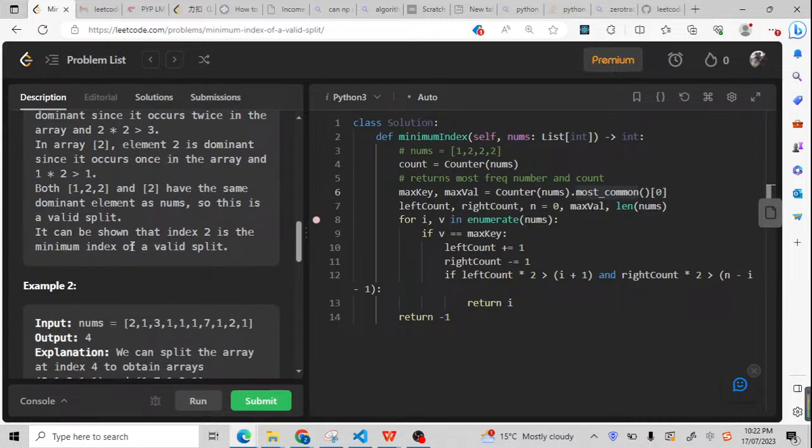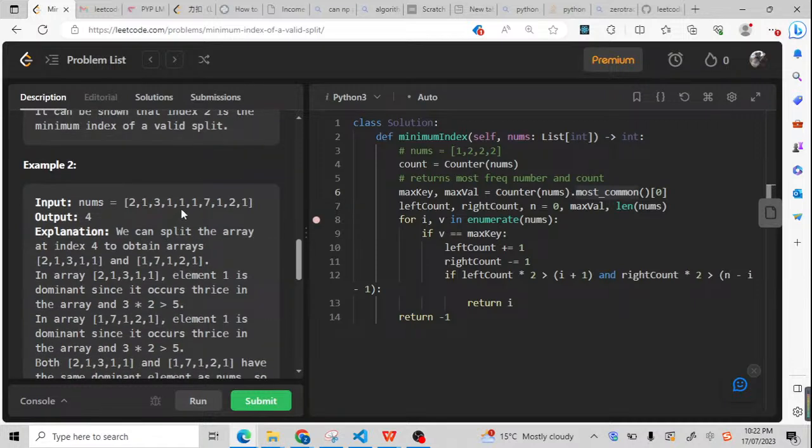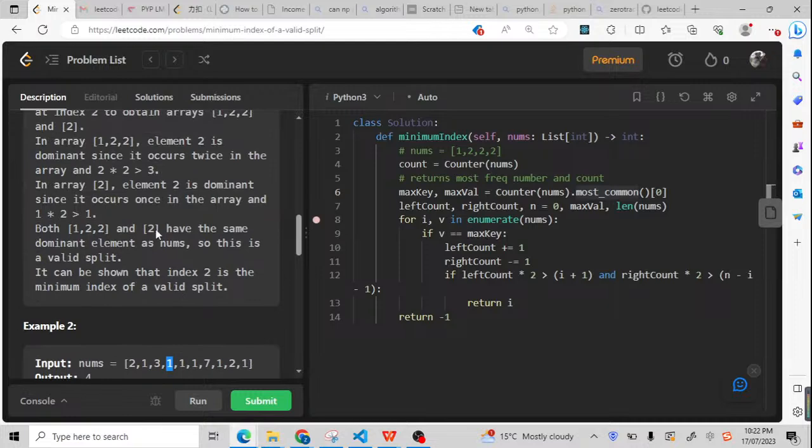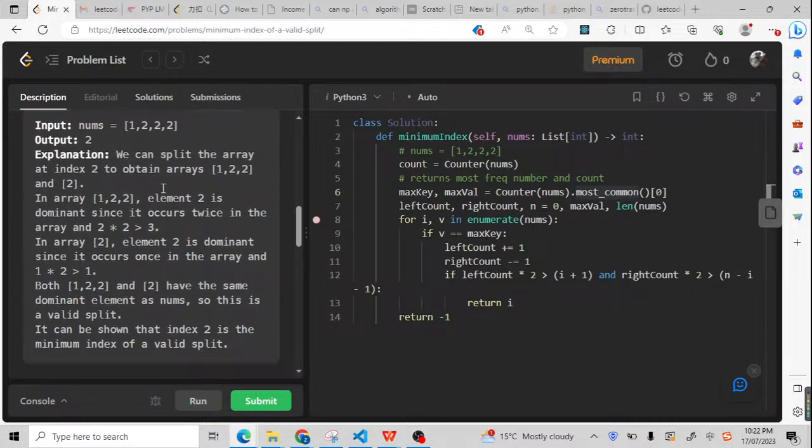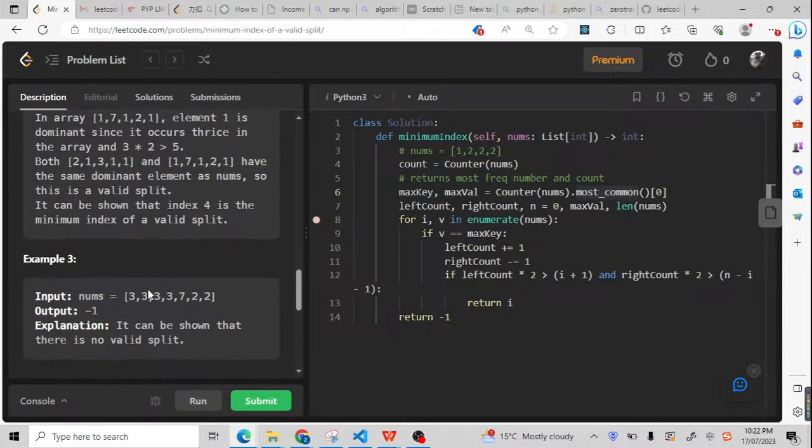You also need to think about the most frequent number, which is very important. For example, this is 1. 1 is the most frequent number. You need to consider this number 1, but not other numbers. I think you should have the intuition of thinking about these numbers. For example, this number should be 2. And this number should be 3.